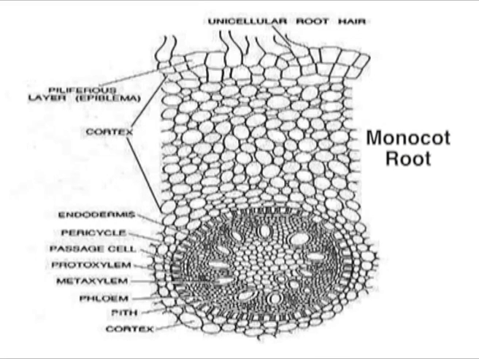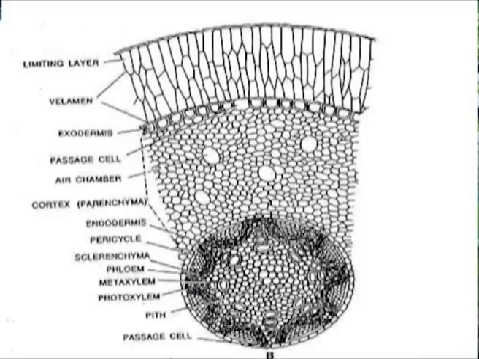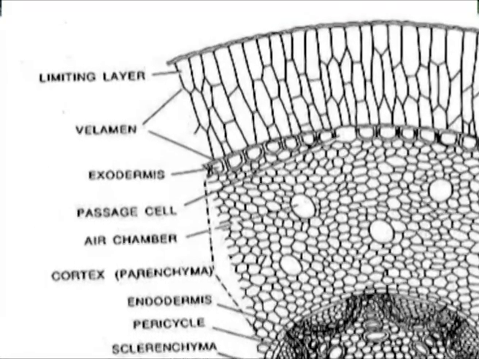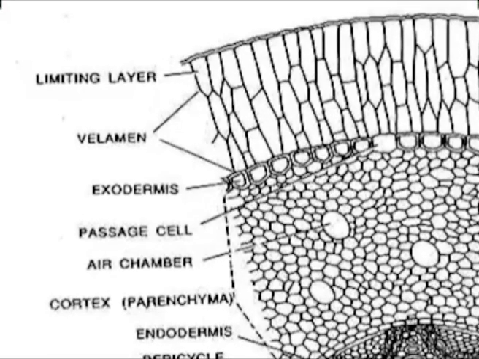Epiblema. It is uniseriate, formed of thin walled compact barrel shaped parenchyma cells. The tubular root hairs are present on this layer. Multiseriate epiblema is also found in some roots, for example, velamen of aerial roots of orchids and epiphytic aroids possess multiseriate epiblema.